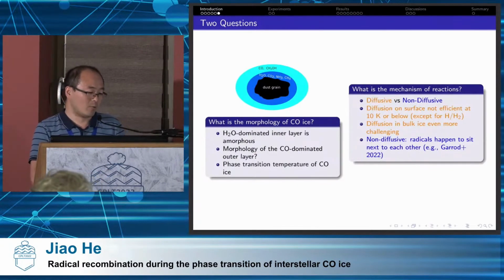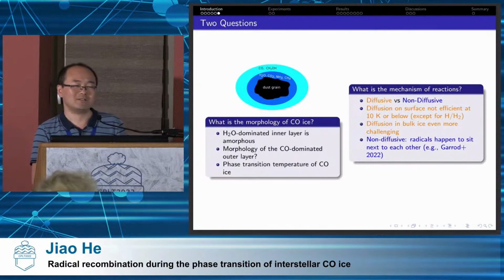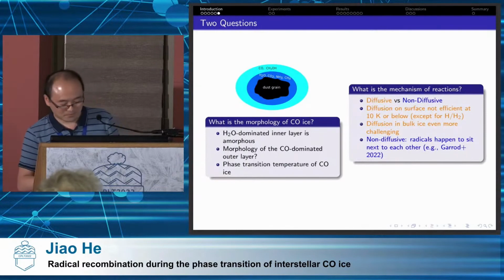The other question is, what is the morphology of the CO ice? So we know that the inner layer is dominated by amorphous water. How about CO? Is it amorphous or crystalline?